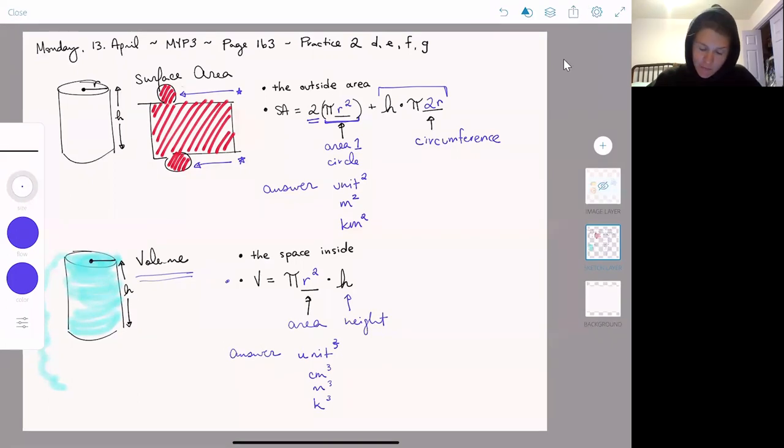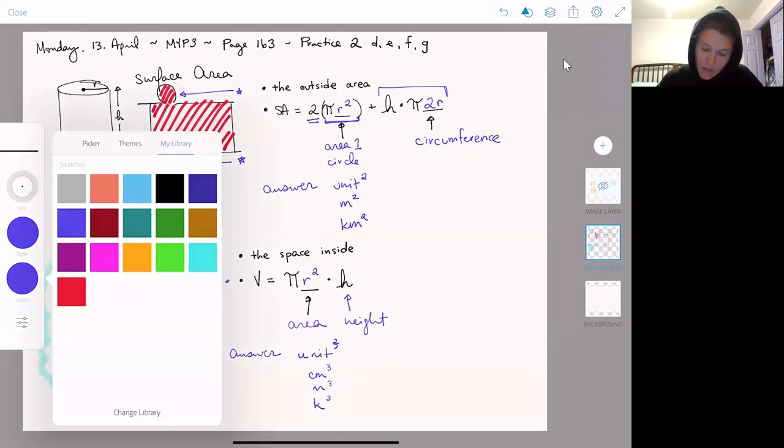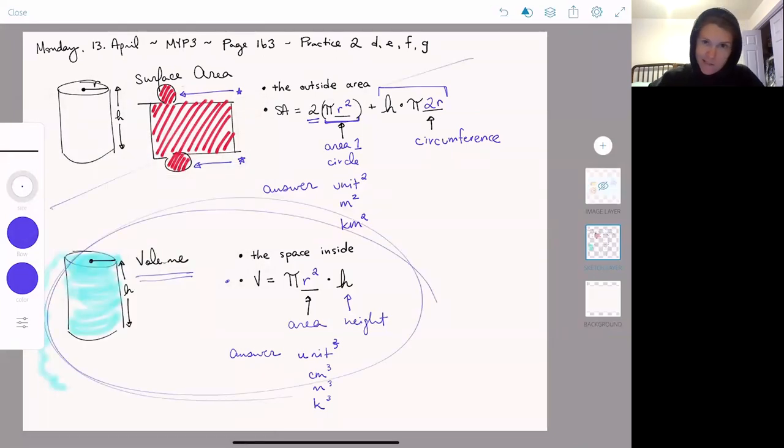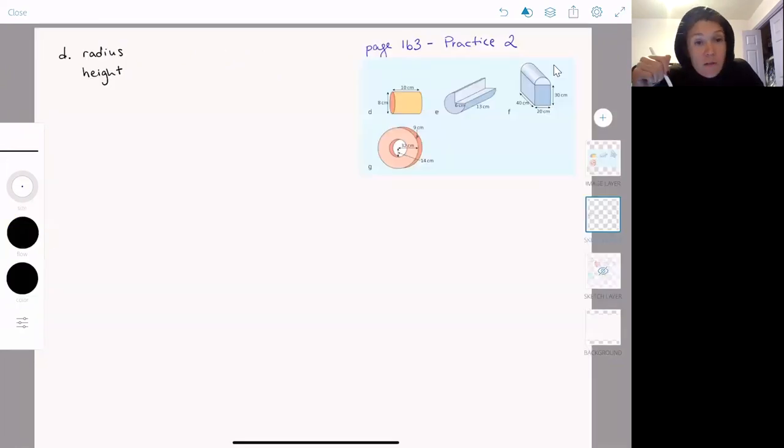Sorry, what I meant to say before I did the quick pause is that we are going to be working with volume today, not surface area. That's really all that I wanted to say before I move on. Okay, so let's get back to it. We are on page 163 with practice 2, and let's start with D first.